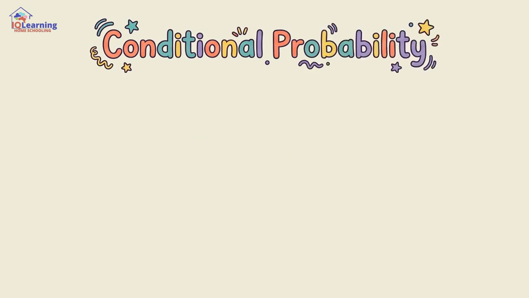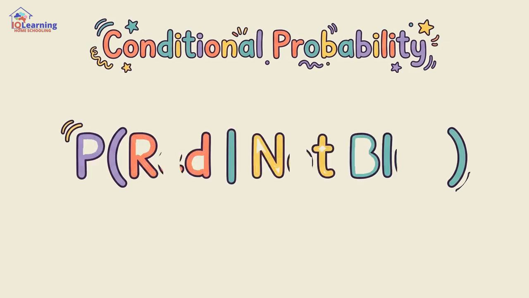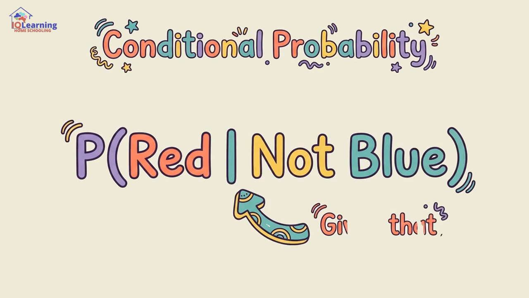This is called conditional probability. It means finding probability after learning extra information. You may also see notation like P(red | not blue). The vertical bar means "given that we know."